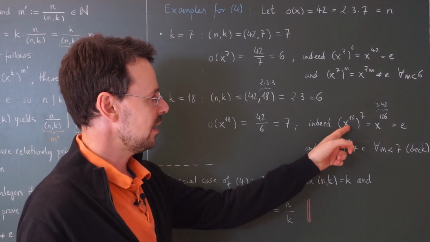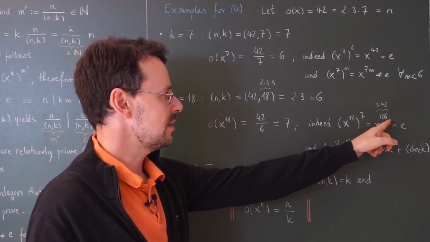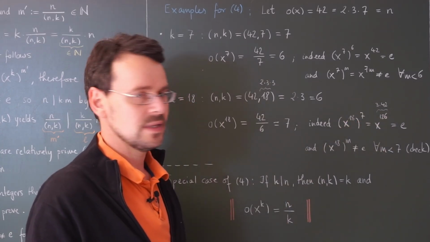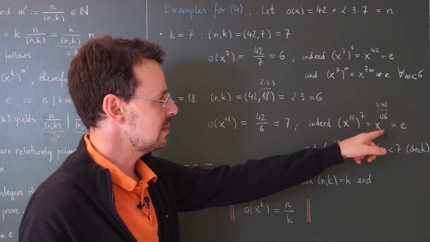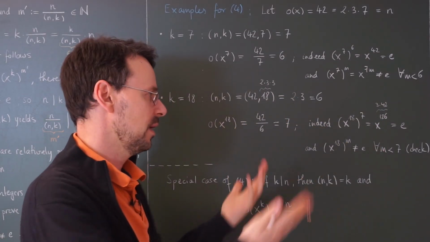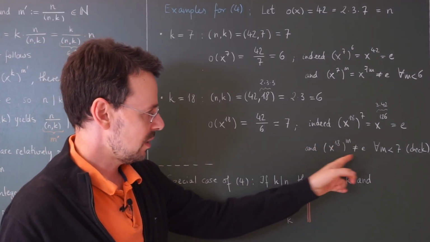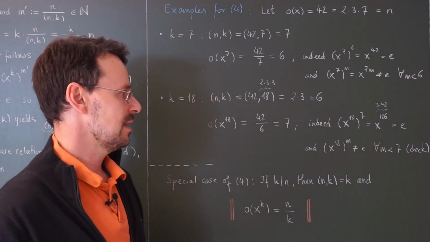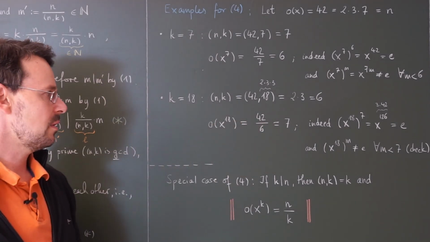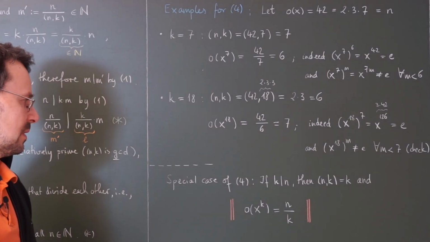And indeed, you can check x to the 18 to the 7th power is x to the 126th power, but this here is 3 times 42, so this here is the identity, because I can write this as x to the 42nd power, which is the identity, to the 3rd power, which stays the identity. And you need to check that this does not happen if m is less than 7. I omit that step here. So in this case, we get something new. We get the order of this element, which would not be obvious, I think.